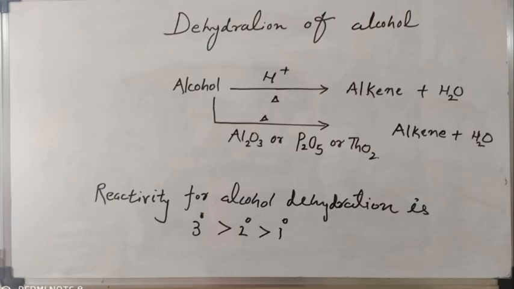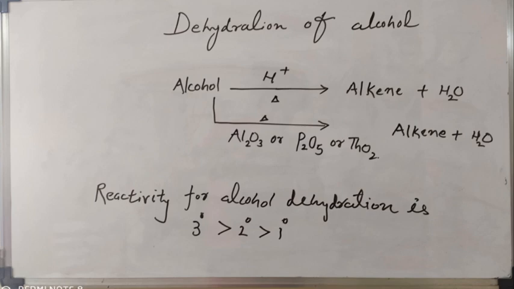Now let us see the dehydration of alcohol. Dehydration of alcohol involves the removal of a water molecule when it is heated with concentrated sulfuric acid or phosphoric acid. So here the reaction of alcohol with either concentrated sulfuric acid or phosphoric acid gives alkene. This reaction can also be facilitated in the presence of aluminum oxide, phosphorus pentoxide or thorium dioxide. So when alcohol is heated with aluminum oxide, phosphorus pentoxide or thorium dioxide, the removal of a water molecule gives alkene.